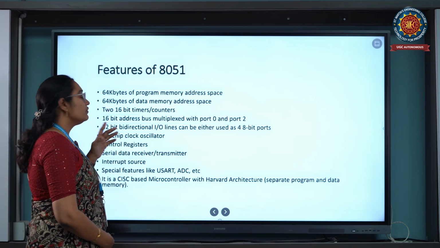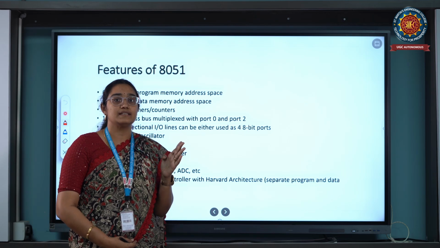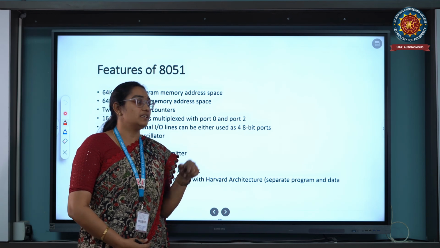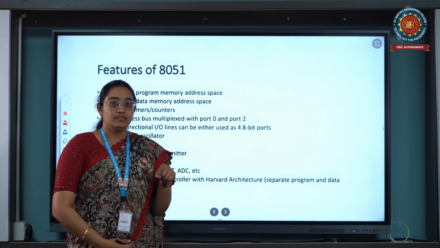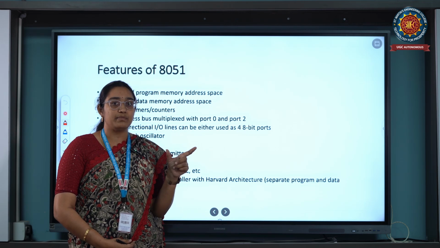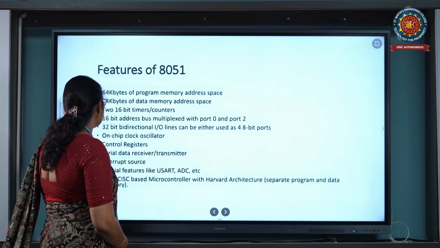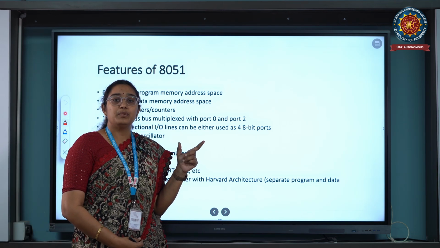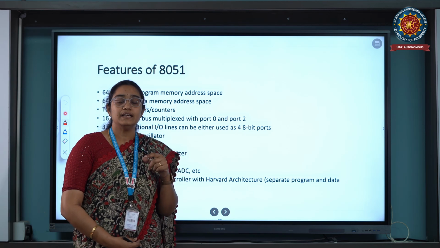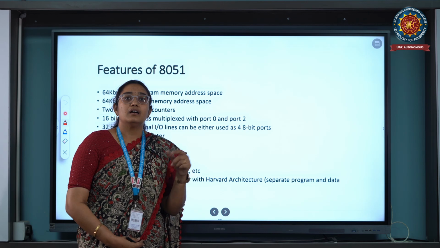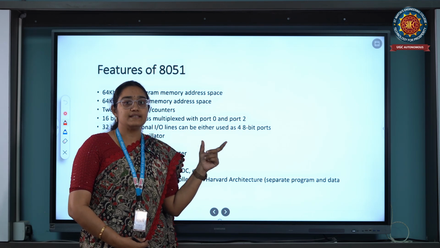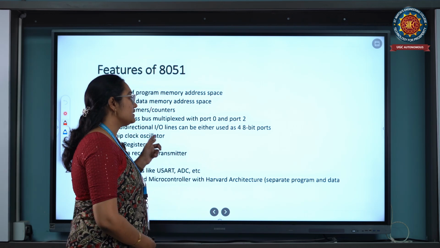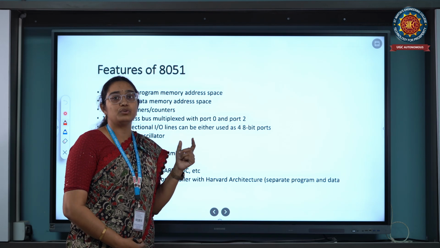It consists of 4 register banks, each register bank consisting of 8 registers. Each register is 8-bit, ranging from R0 to R7. That is a total of 32 general purpose registers. Next, it has one full duplex serial communication port, that means RxD and TxD, where data is transmitted serially and received serially. It also consists of 4 ports, port 0, port 1, port 2, port 3.